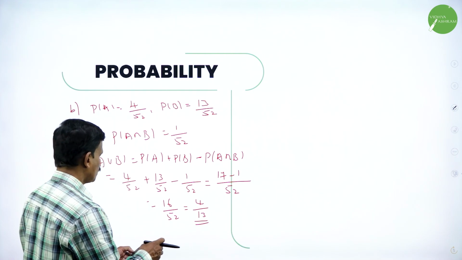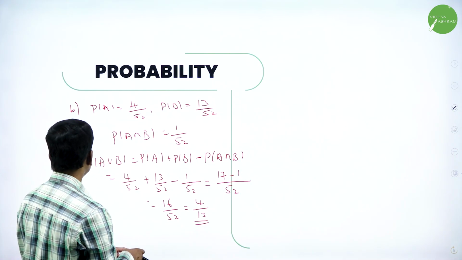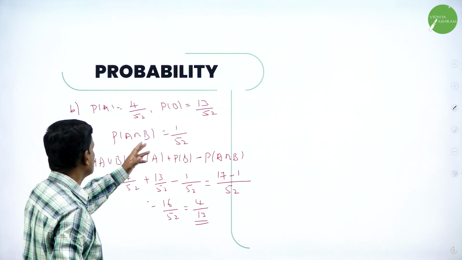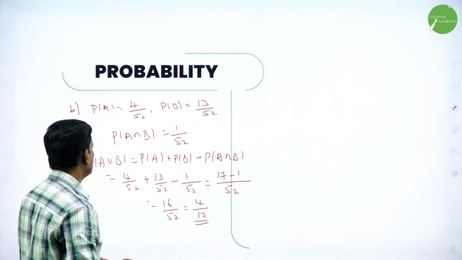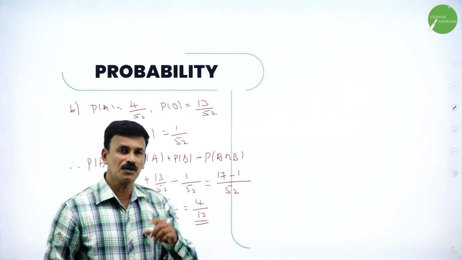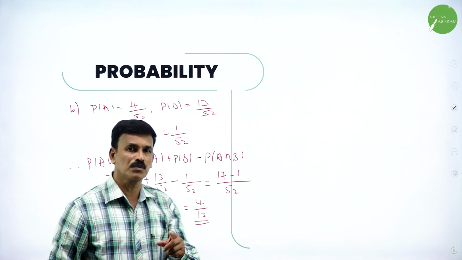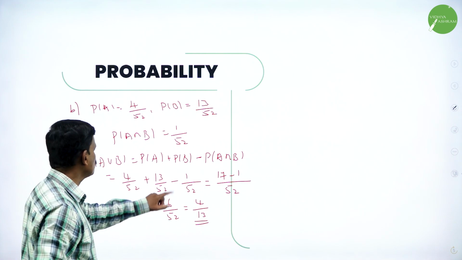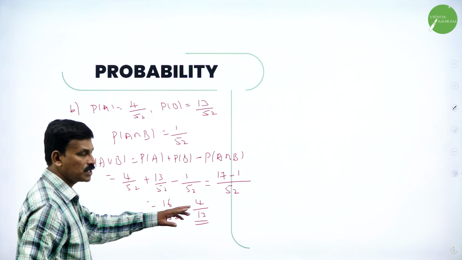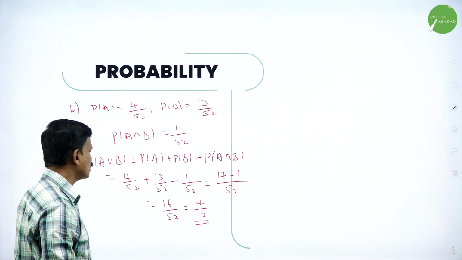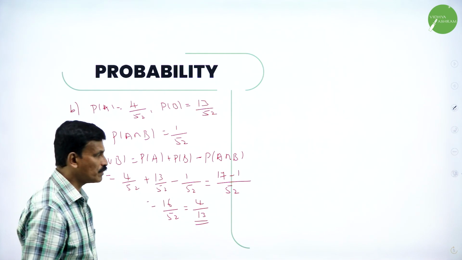What is the condition? King or a club. So probability of king is A, 4 by 52, club is 13 by 52, and A intersection B is 1 by 52. So we know probability of A union B is equal to probability of A plus probability of B minus probability of A intersection B. 4 by 52 plus 13 by 52 minus 1 by 52. 52 is the LCM. 4 plus 13, 17 minus 1 is 16 divided by 52. That's equal to 4 by 13.